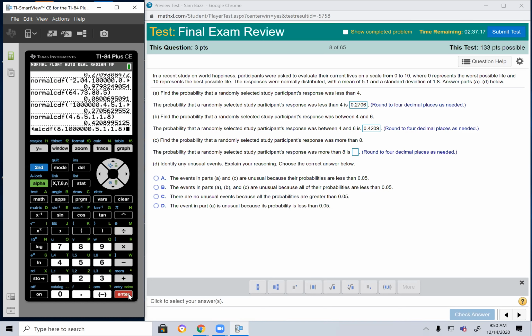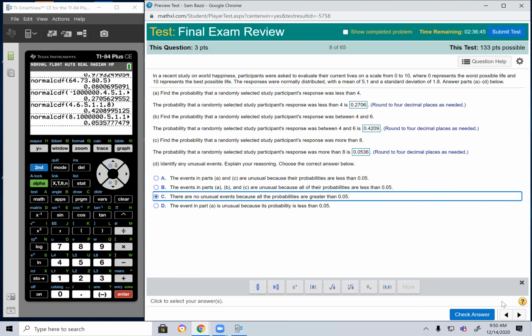And that doesn't change at all here. So you get 0.0536. Identify any unusual events. An event is unusual if it is less than 5%. As you notice, none of those guys is less than 5%, so you have to choose the one that says that. There are no unusual events because all the probabilities are greater than 5%.